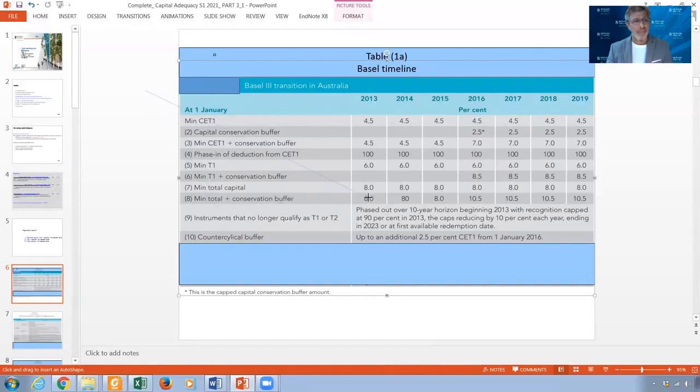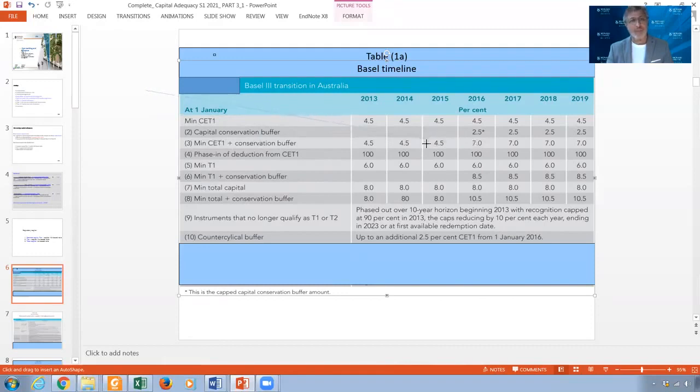This is the total capital. Actually, we have common equity from 2013 to 2014 to 2015, it was only 4.5%. Remember, now we are talking about 7%, because from 2016 onward we increase what we call a buffer. And the buffer is 2.5%.